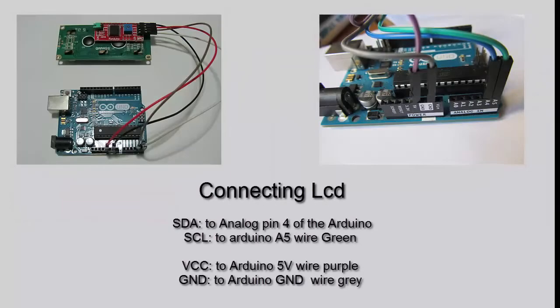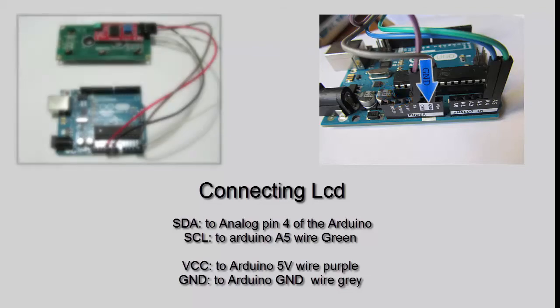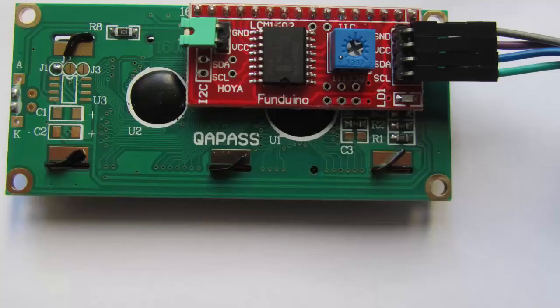It's very simple to connect, only 4 wires. SDA to Arduino pin analog 4, SCL to Arduino pin analog 5, 5 volt to VCC and ground.